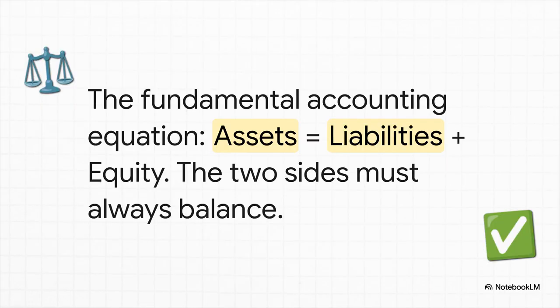And this brings us to the golden rule of accounting. You've got to remember this. Assets equals liabilities plus equity. Now, this isn't just a guideline. It is a law. It has to balance. It means that everything a company owns was paid for in one of two ways, either by borrowing money, which is your liabilities, or with money from its owners, and that's the equity. The two sides must always balance right down to the very last penny.